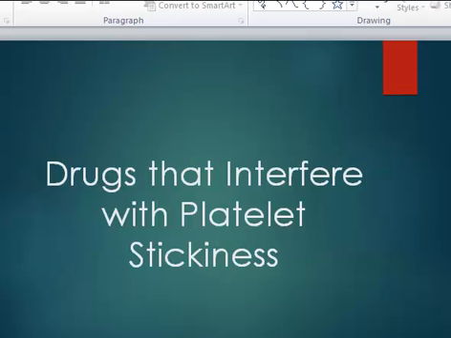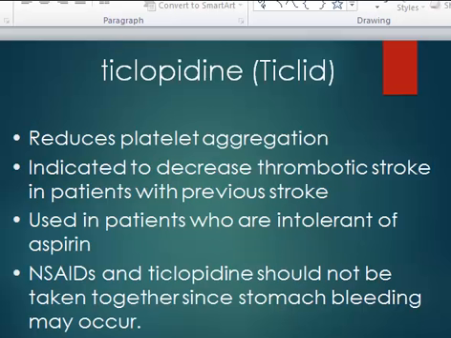So we have another group of drugs, anticoagulants, that interfere with platelet stickiness, you could call it platelet aggregation. Platelets are sticky and we want to make them slipperier so they don't stick. So there are some drugs. Here's one, Ticlid. It reduces platelet aggregation. It's indicated to decrease thrombotic stroke in patients with a previous stroke. It's used in patients who are intolerant of aspirin.